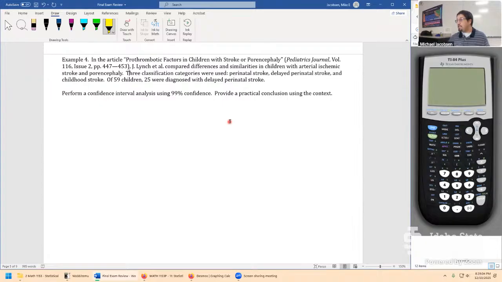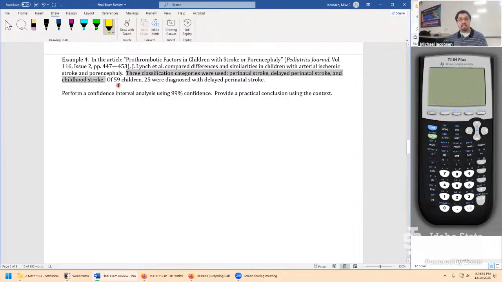That's what we've been doing this entire semester: untangling the chaos, running the test. And we don't even have to be an expert on this kind of information to make that happen. We're told next, 3 classification categories were used. Well, that just indicates it's probably categorical data with 3 outcomes, which seems slightly confusing. Perinatal stroke, delayed perinatal stroke, and childhood stroke.